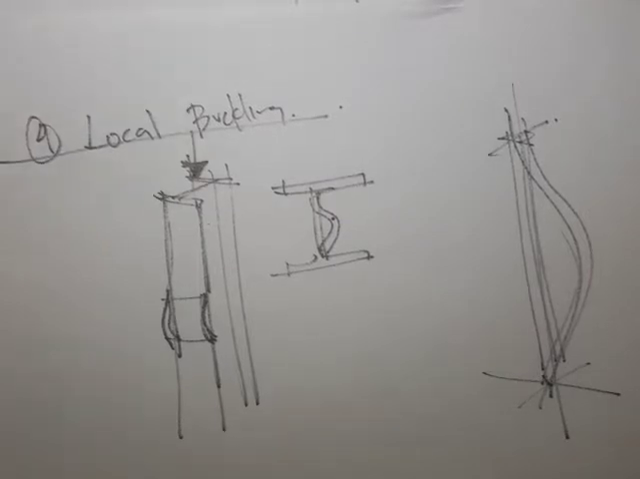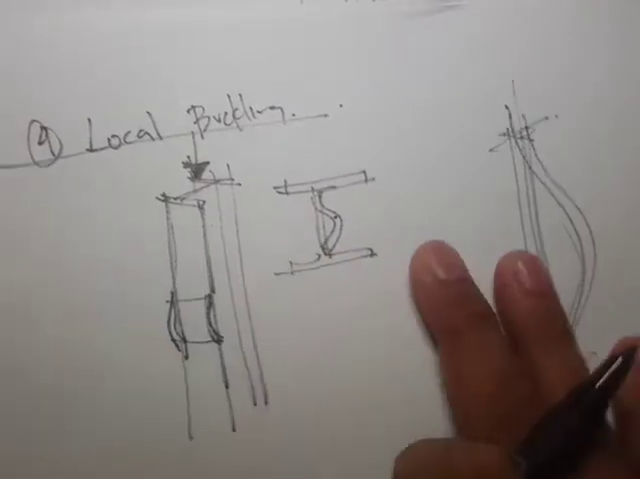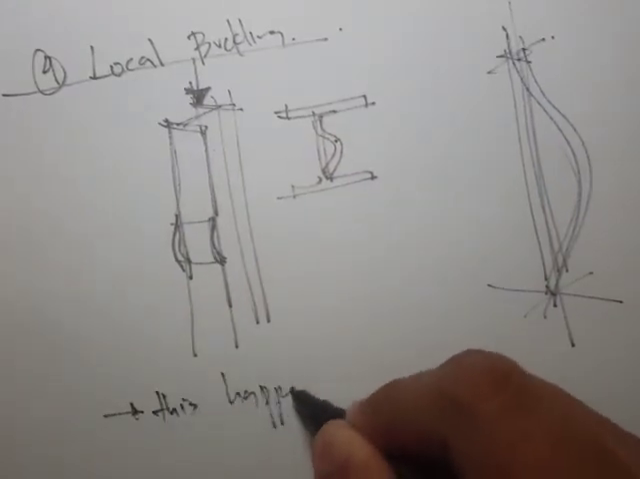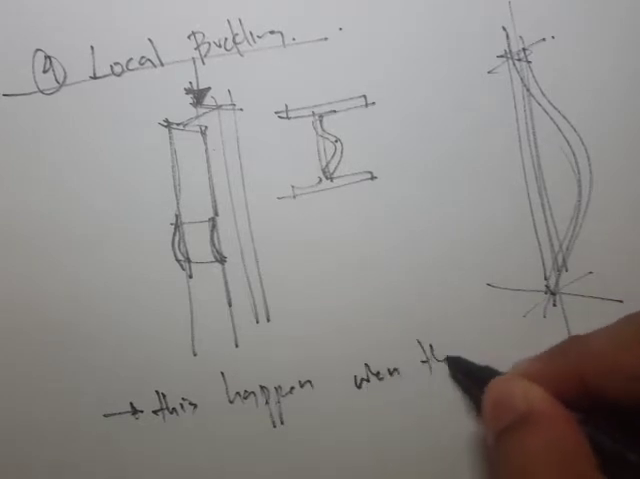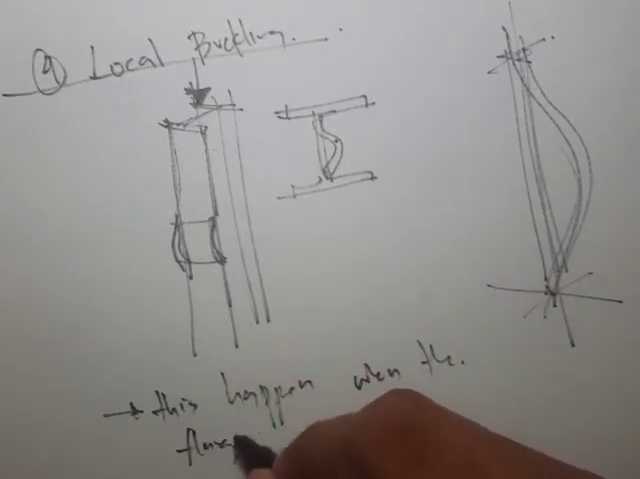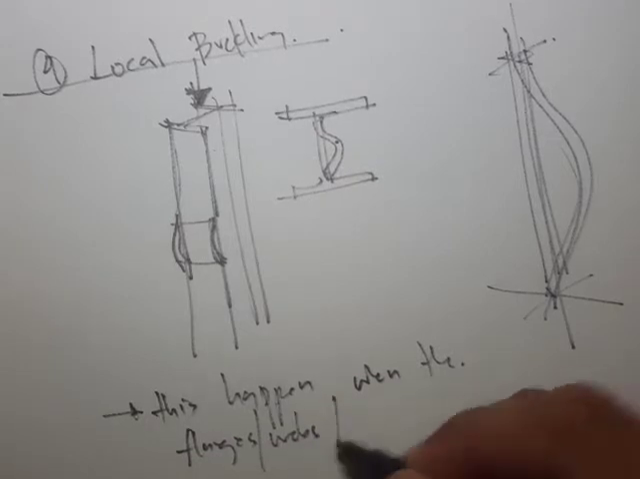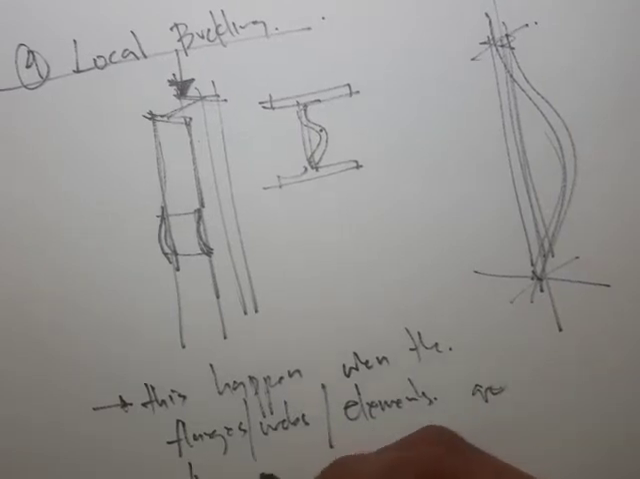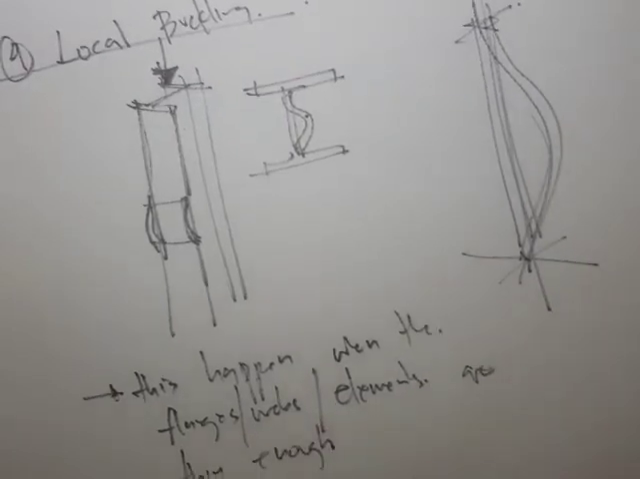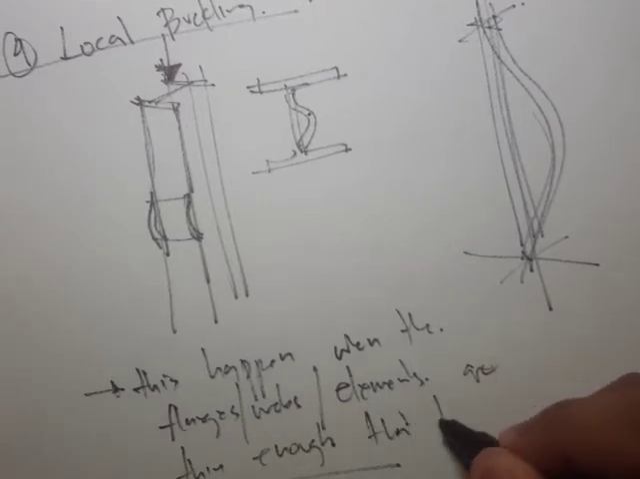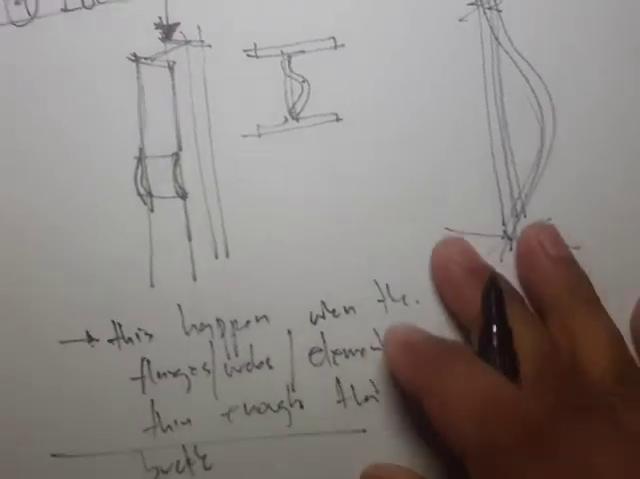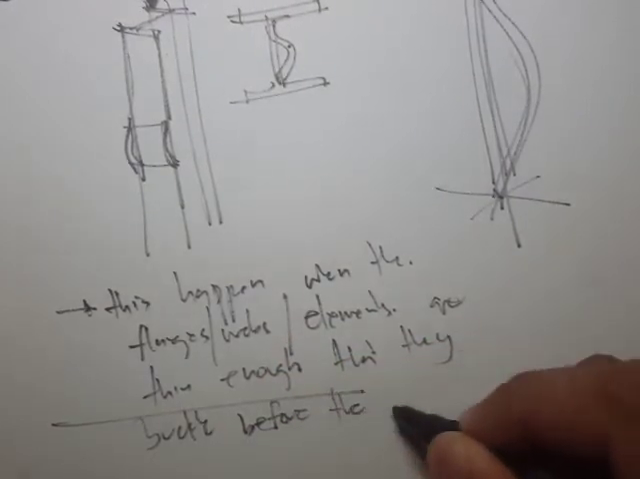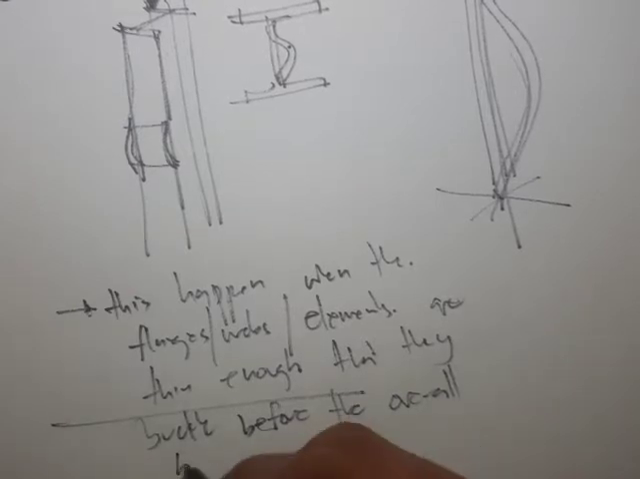So now the question is, how can this happen? How can this local buckling happen? This happens when the flanges or webs, or let's just say elements, are thin enough. Okay, are thin enough that they buckle before the overall buckling happens.